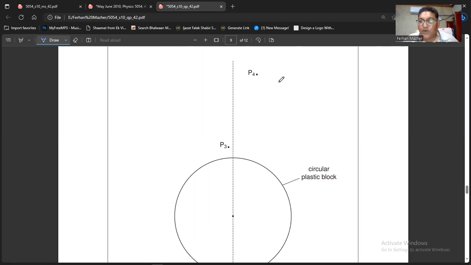Then he put the pin 4 by looking into this glass. He puts the pin 4 in such a way that the pin 4, pin 3, and the image of the pin 2 and the pin 1 are aligned with each other. The pin 4 and pin 3 and the image of the pin 2 and the pin 1 in the glass appear to be aligned.